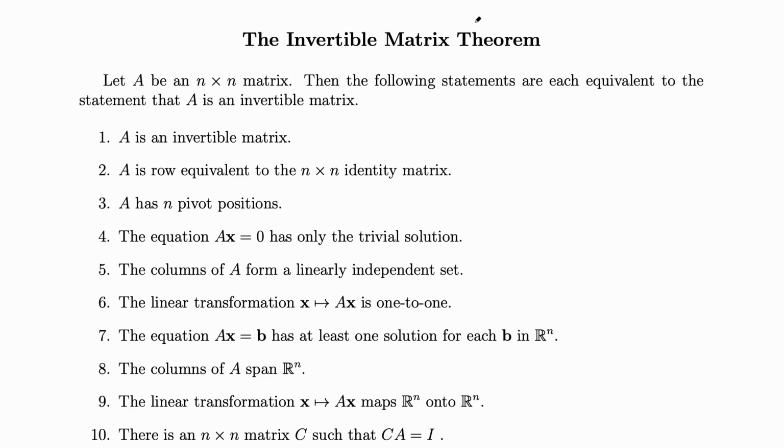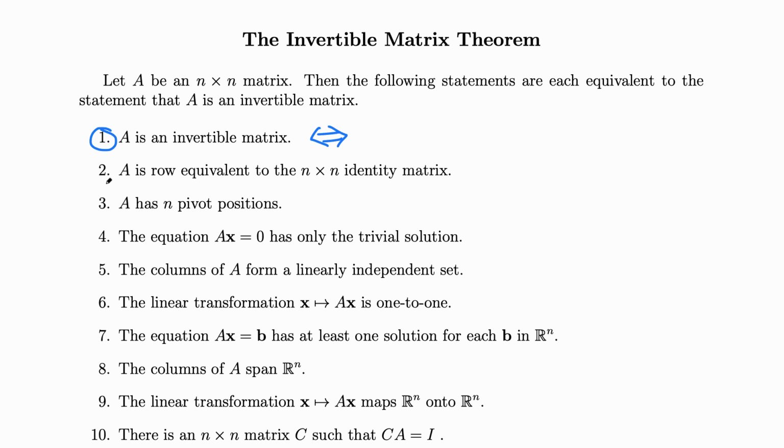The invertible matrix theorem. Let A be an n by n matrix, then the following statements are each equivalent to the statement that A is an invertible matrix. Okay, that's here in fact in A. So A is an invertible matrix if and only if A is row equivalent to the n by n identity matrix. So if this is true, then this is true.